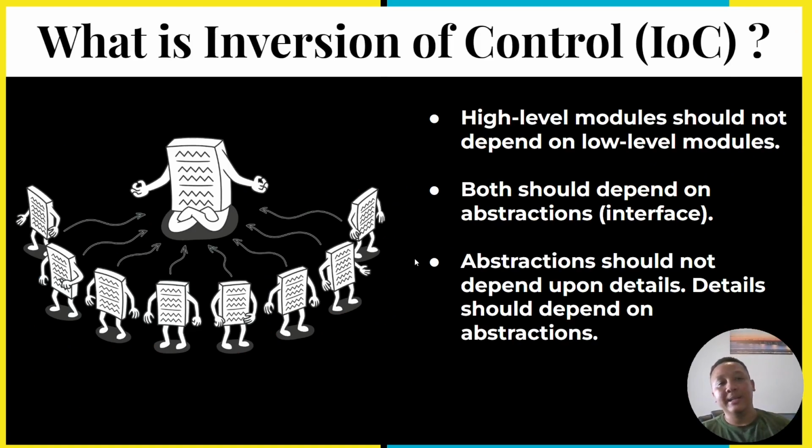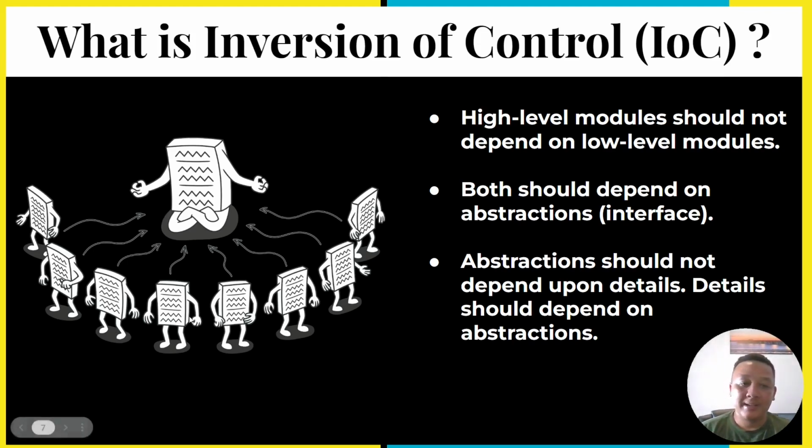So, what is inversion of control? Inversion of control is really a SOLID principle that basically says high level modules should not depend on low level modules. Both of them should depend on abstractions. And the abstraction should not depend on the details, but the details should depend on the abstractions.